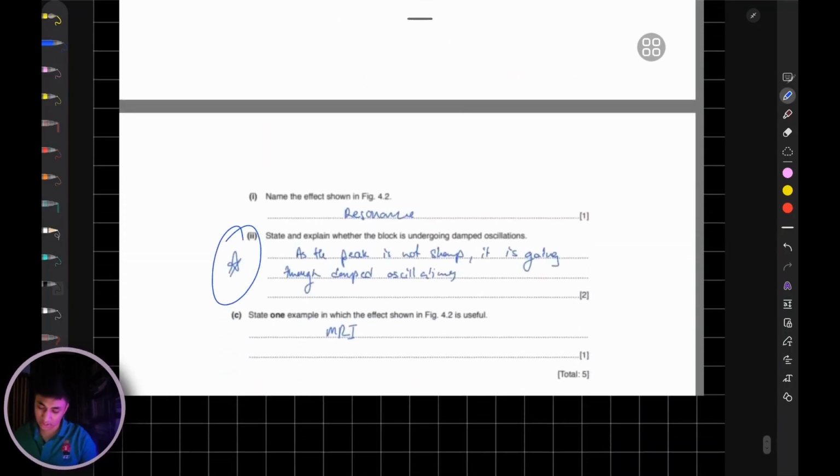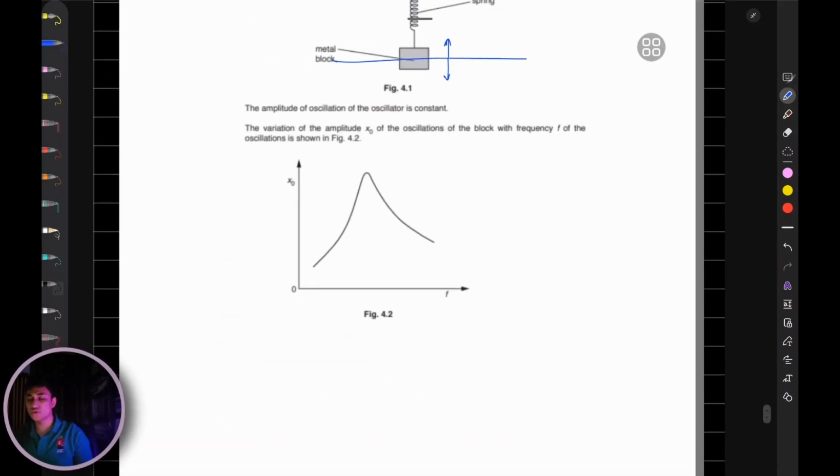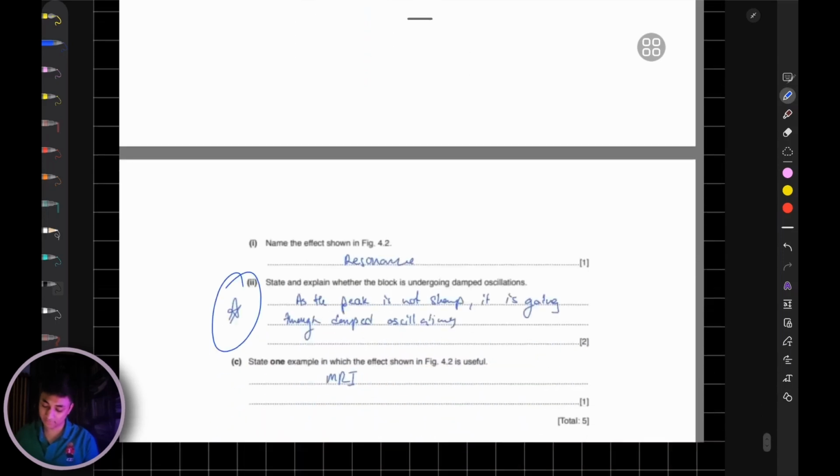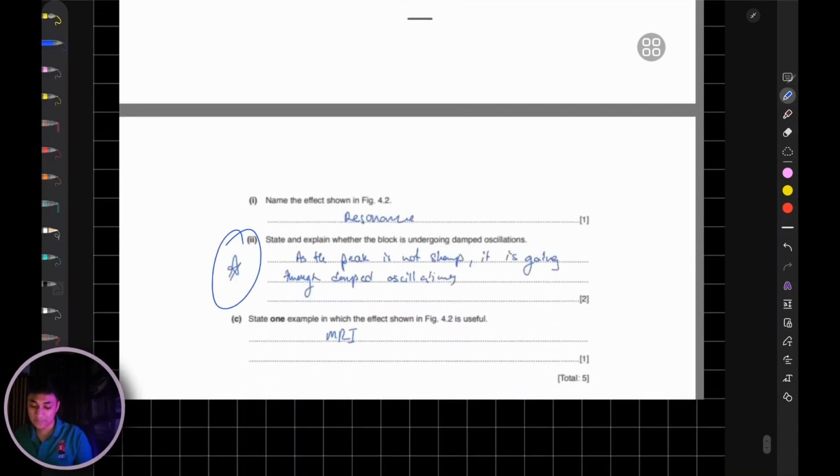Okay, so now the question is asking you, name the effect shown in figure 4.1. What is shown over here? Resonance. Resonance is taking place at this point, over here, where the peak is seen. That means the oscillator is vibrating at a frequency exactly the same as the natural frequency of this spring. Fair enough. So we see resonance. State and explain whether the block is undergoing damped oscillation.